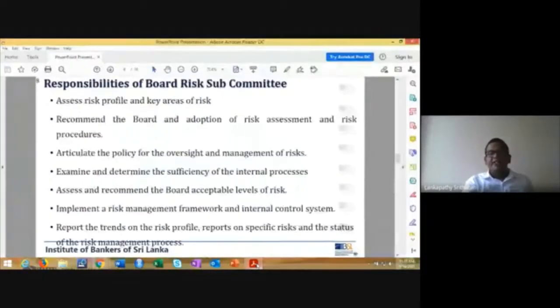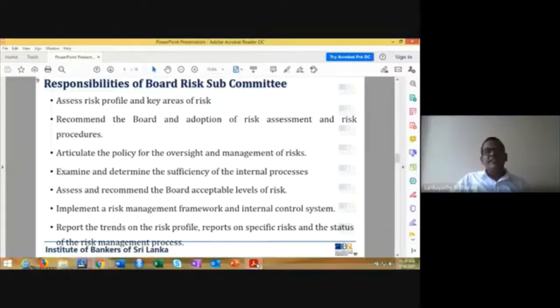Okay, then I'll just move on to the other one. The responsibility of the board risk subcommittee. So we are coming down from the responsibility of the board of directors, and then we are moving to the responsibility of the board risk subcommittee. The board risk subcommittee means there may be some board members and, in addition, a chief risk officer as well as some representatives from the bank in the risk subcommittee. The risk subcommittee is next to the board of directors. They are responsible for the overall risk management function of the bank.